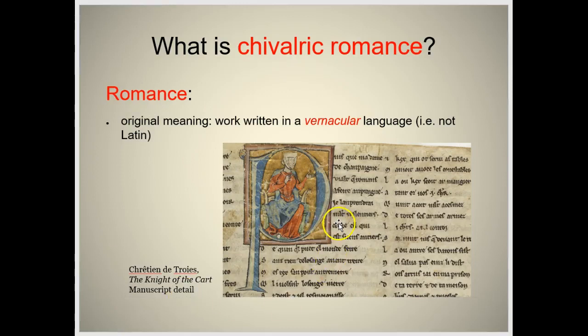This here is a manuscript detail from a very famous, one of the earliest romances that survive. It's a text called The Knight of the Cart by the 12th century French poet Chrétien de Troyes. This is the poem that is one of the earliest stories about King Arthur's court. It is the first poem in which Lancelot appears. And it is a very important poem in the history of the origin of chivalric romance as a genre.